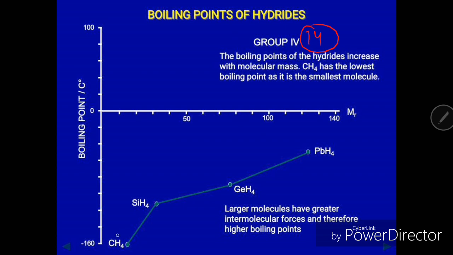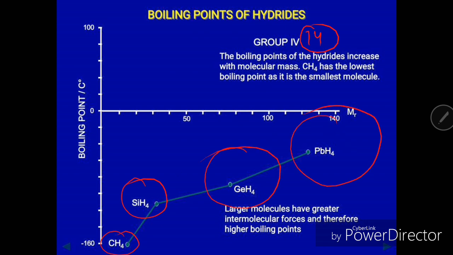The first member is carbon, its hydride is methane. Second is silicon, its hydride is SiH4. Third is GeH4. Fourth is PbH4. So as you go down group 14, you will find these hydrides CH4, SiH4, GeH4, PbH4. The boiling point will increase in this order. CH4 has the least boiling point and PbH4 has the maximum boiling point.